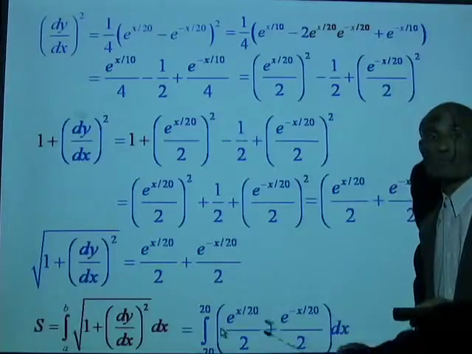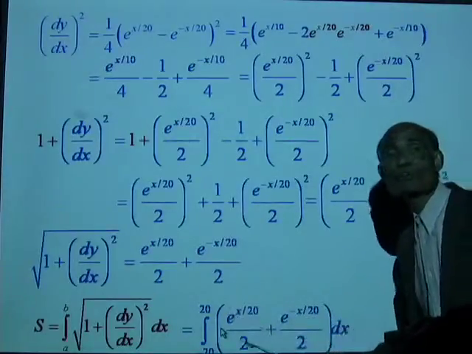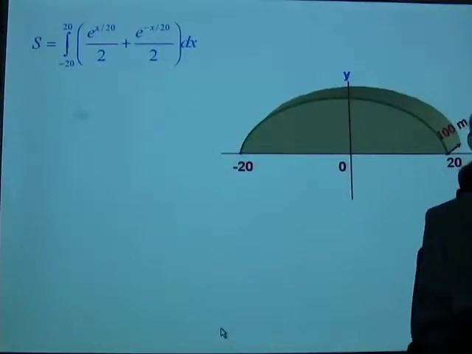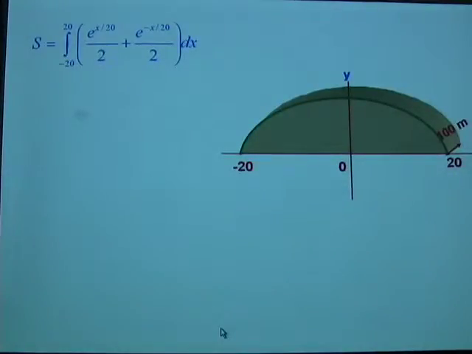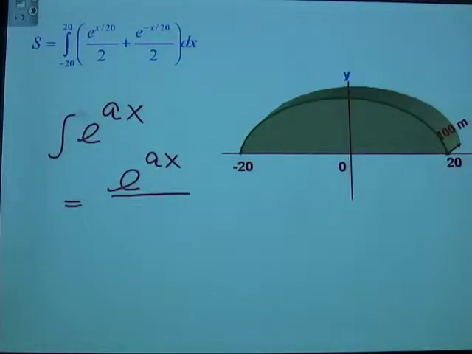All right, now the challenge is for you to integrate each of these quantities. All right, let me see whether you can do that. How do you integrate e to the power of a quantity? All right, tell me, what is integral of e to the power of ax? Integral e to the power of ax is e to the power of ax divided by a.